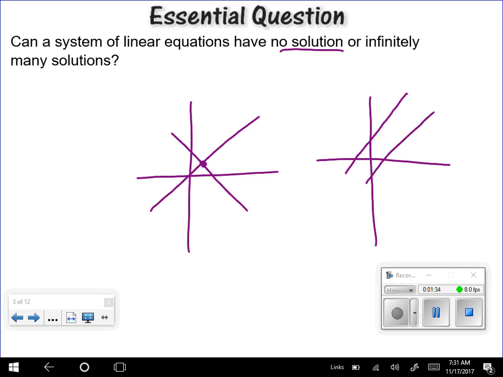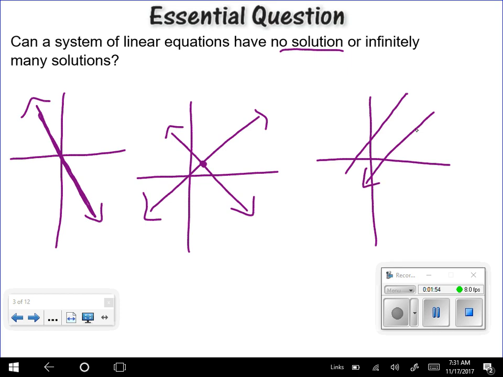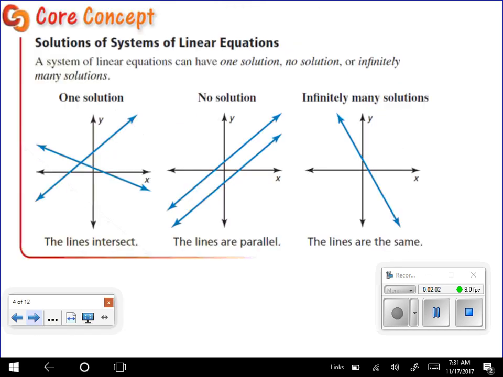So we're going to talk about that on graphs. And then infinitely many solutions. Well, if we have one solution here, for them to have infinitely many solutions, they'd have to cover each other up, right? They'd have to be the exact same line. So these are kind of what we have. Parallel lines are going to give you no solution, and the exact same line is going to give you infinitely many solutions. So that's what this chart shows.